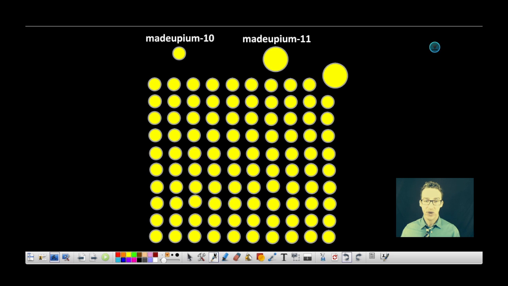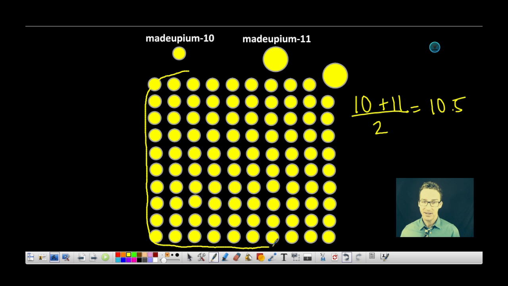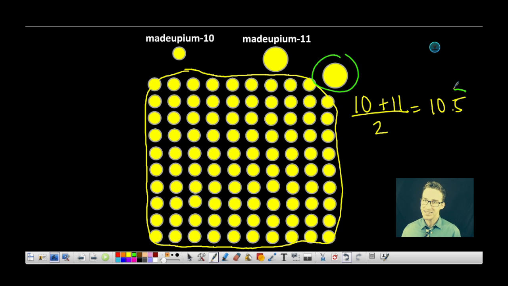So if we were to do just a straight average and take 10 plus 11 divided by 2, we would get an average mass of 10.5. But if the majority of the atoms are madeupium-10, and only one of those atoms out of every 100 is madeupium-11, it doesn't really make sense to have an average mass of 10.5. In fact, that's the rationale behind weighted averages, giving more weight to the things that there are more of. I'm such a genius.